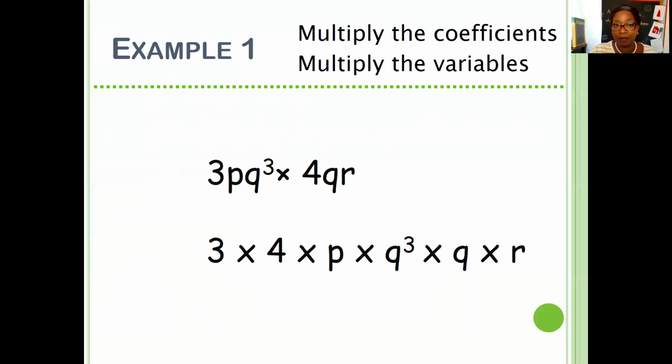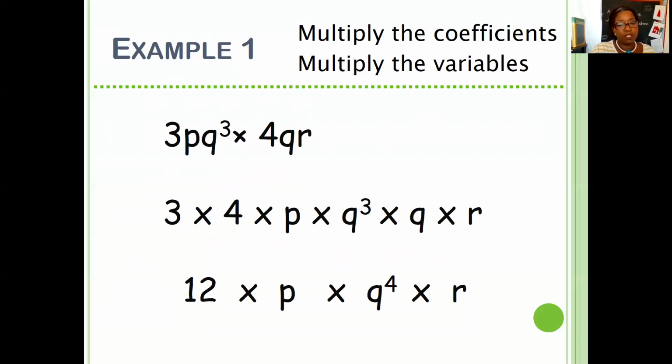Now let's put it together. We have our 3 times 4, which is going to give us 12. The P is still there, that's fine. We have Q to the third power times Q, and remember, it has that hidden exponent there. I usually say it's invisible, but let's keep going. So we have Q to the third power times Q. That's going to give us Q to the fourth power. And the R was all by its lonesome self, still there, the only R.